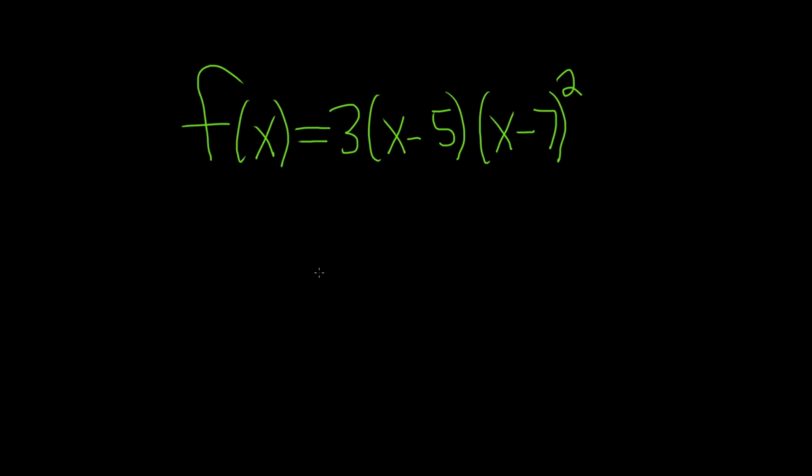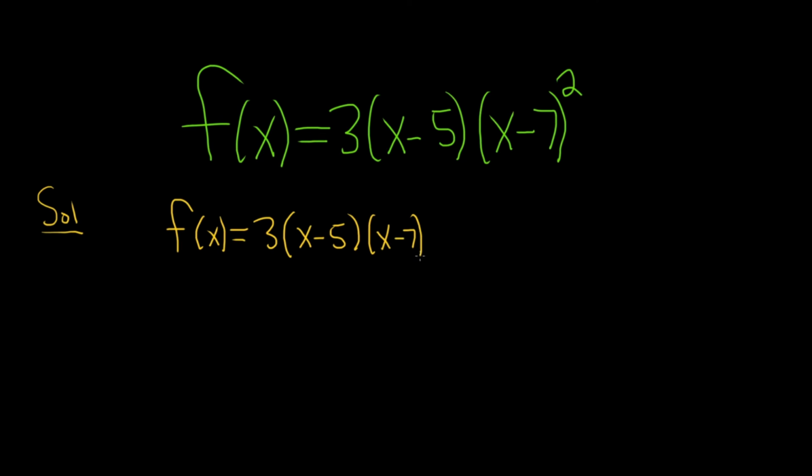In this problem, we have to find the zeros of this function, find the multiplicity of the zeros, and then determine whether the graph touches and turns around at each zero or crosses the x-axis. Let's go ahead and work through it. So to find the zeros, we just take our function f of x and we set it equal to 0. So we have 3 parentheses x minus 5 and then parentheses x minus 7 squared equals 0.